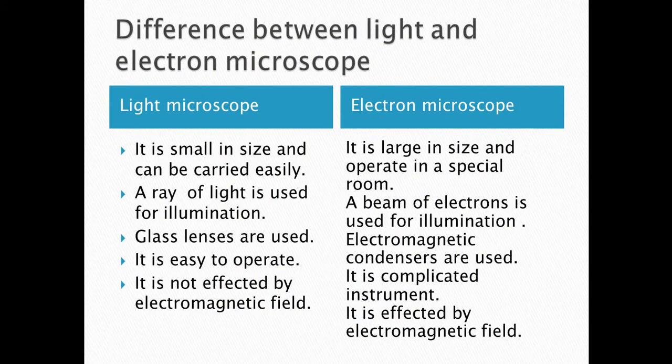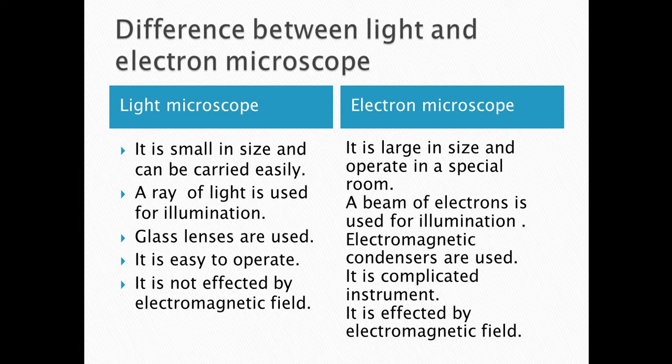Now we come to the difference between light and electron microscope. Light microscope is small in size and can be carried easily. On the other hand, electron microscope is large in size and operates in a special room.